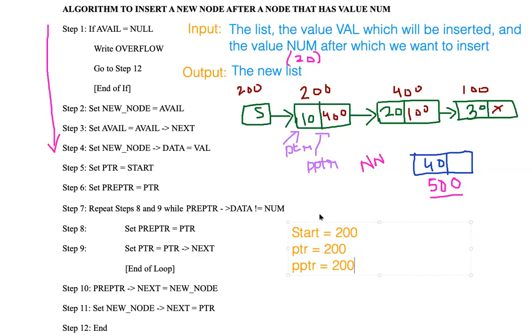Now we are checking for PPTR arrow data is equals to num or not, because it is not equal. Now what is happening? PPTR is equals to PTR. That means PPTR remains at 200. But PTR moves to the next location because it is equal to PTR arrow next. So what is there in PTR arrow next? 400. So it becomes 400. So how the pointer changes are taking place? PPTR remains here. However, PTR moves away from here and it goes to this location.